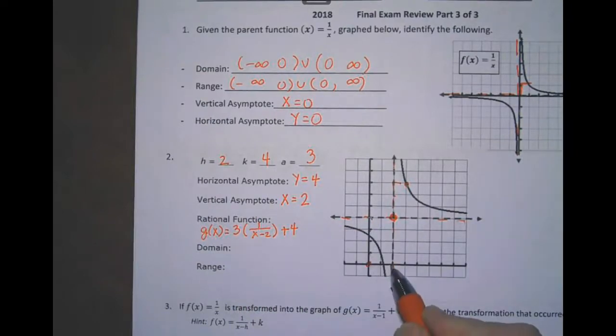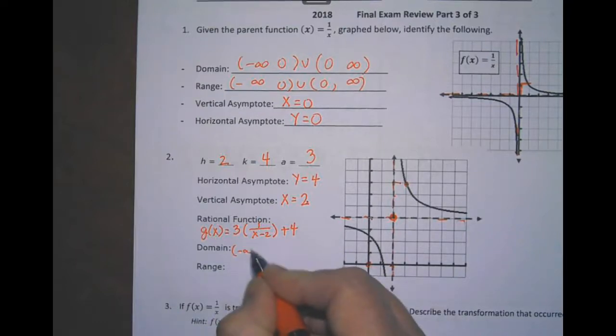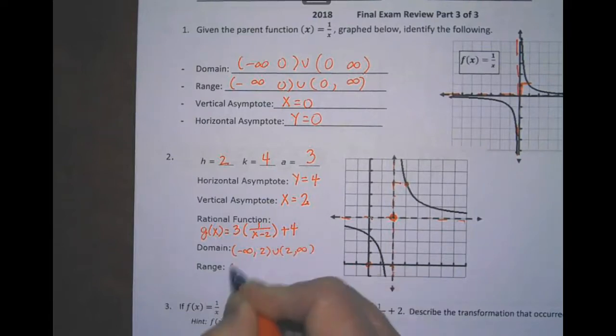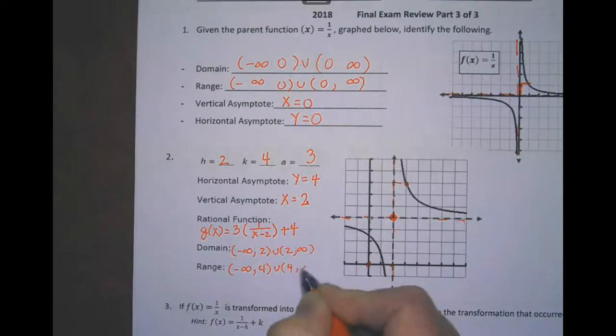The domain of this function is going to be everything except the asymptote at 2. The range is going to be everything except the asymptote at 4.